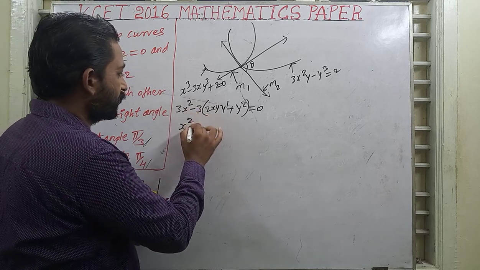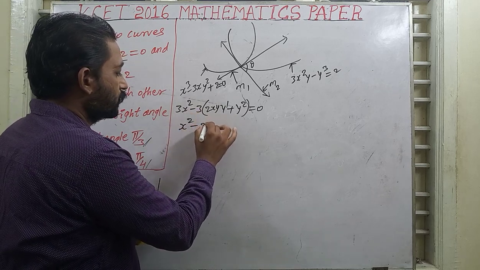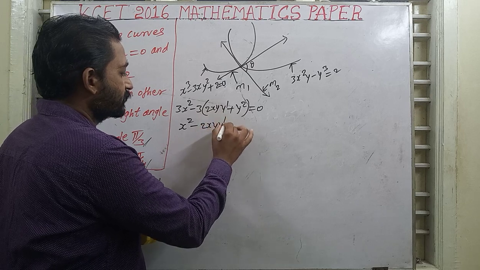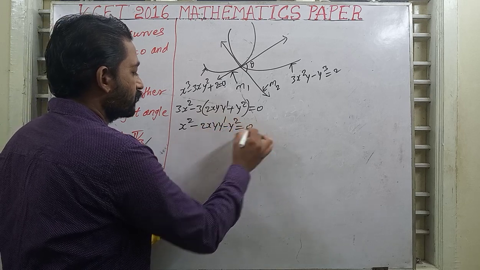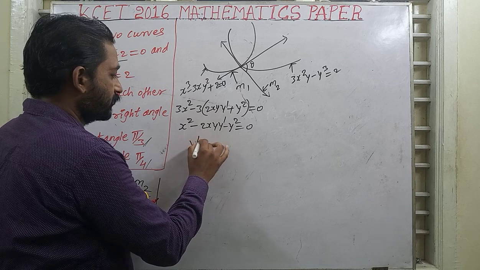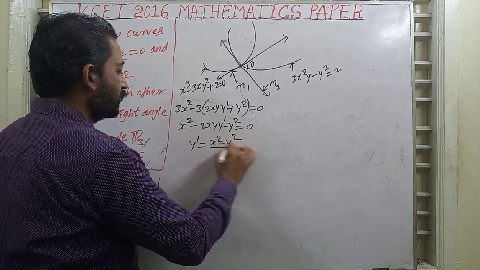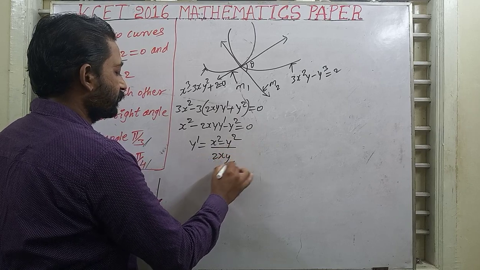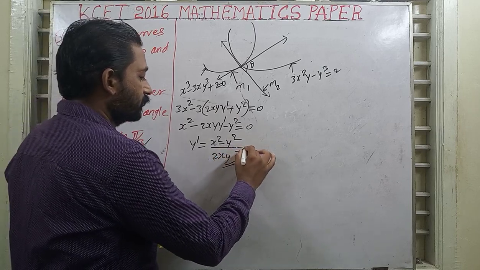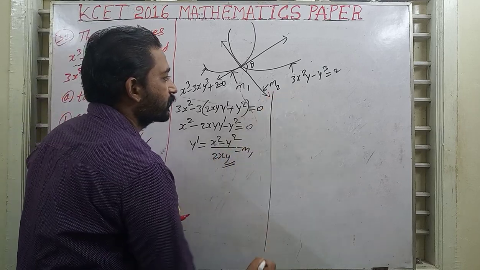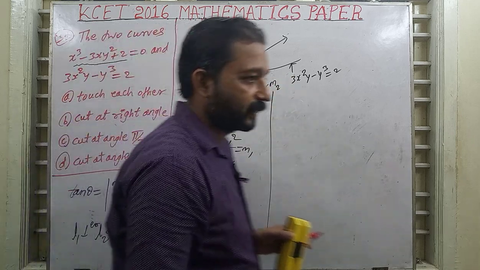In this case, x square minus 2xy y dash minus y square is equal to 0. Now y dash is equal to x square minus y square divided by 2xy. So this is m1. Similarly, we can find m2 by using the other curve.